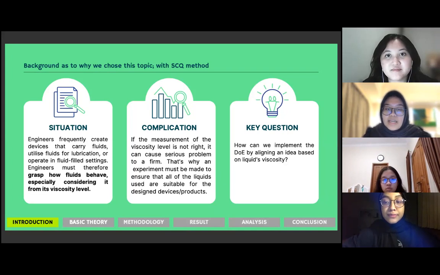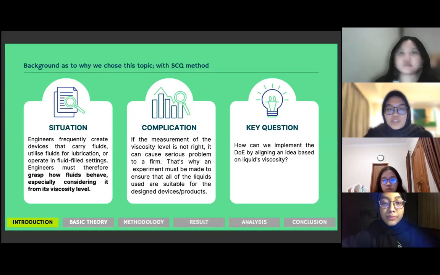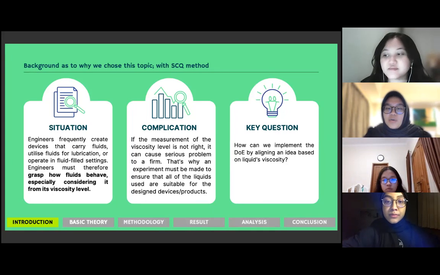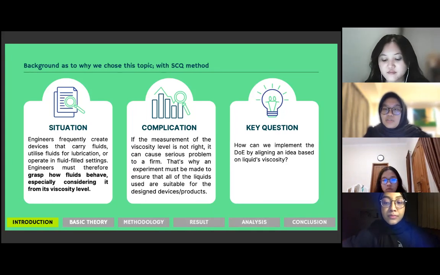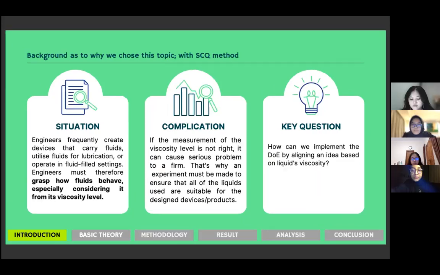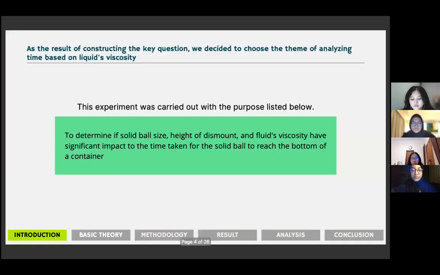From the complication, we can narrow it down into one key question, which is how can we implement the DOE by aligning an idea based on the liquid's viscosity? Now, this experiment was carried out with the purpose listed here, which is to determine if solid ball size, height of dismount, and fluid's viscosity have a significant impact on the time taken for the solid ball to reach the bottom of the container.